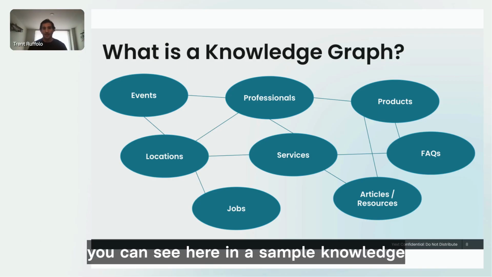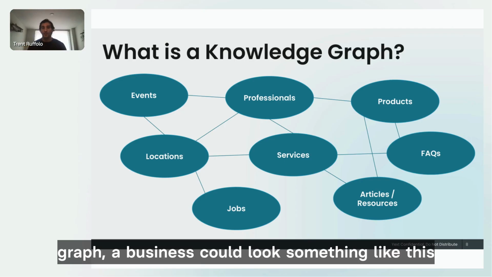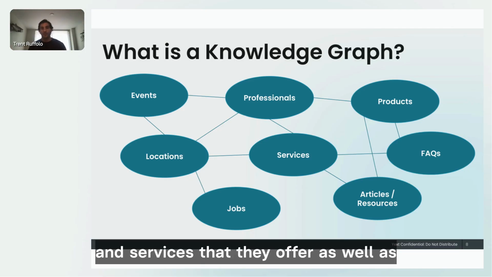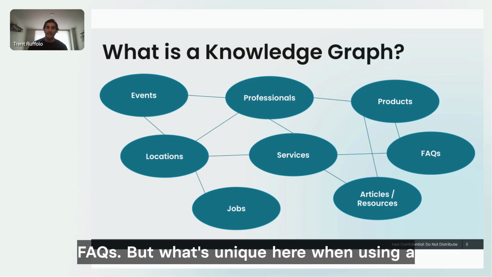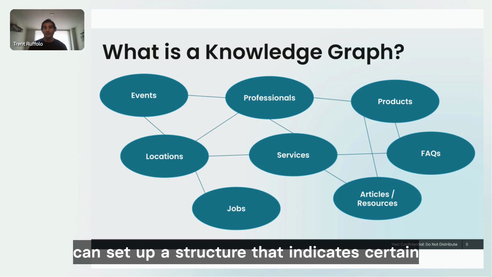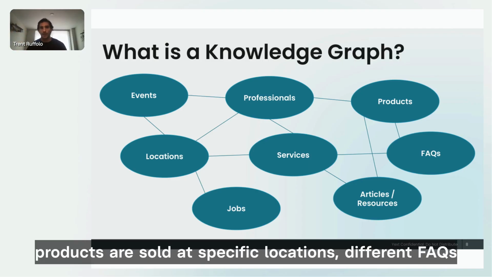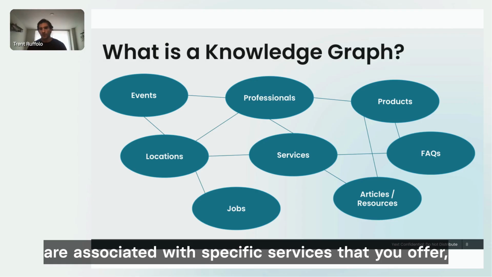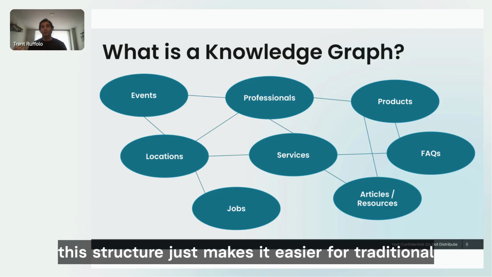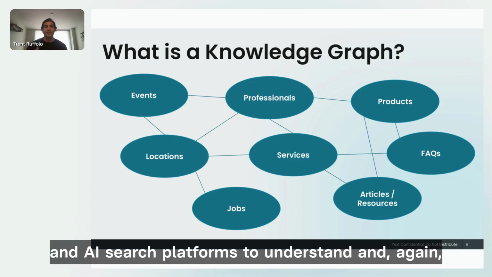You can see here in a sample knowledge graph, a business could look something like this, where it has locations, jobs, events, different products and services that they offer, as well as FAQs. But what's unique when using a knowledge graph is it connects how all this data is related. You could set up a structure that indicates certain products are sold at specific locations, different FAQs are associated with specific services that you offer, where your events are located, what jobs are available at different offices, stuff like that. This structure just makes it easier for traditional and AI search platforms to understand and, again, surface your local business information.